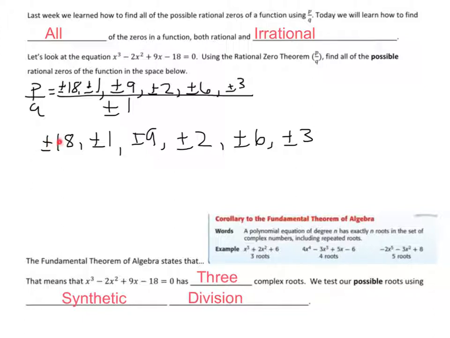So we end up with plus or minus 18, plus or minus 1, plus or minus 9, plus or minus 2, plus or minus 6, and plus or minus 3. Then we can see that based off of the fundamental theorem of algebra, our function that we're looking at is going to have 3 complex roots. And we know that because we can look at the largest exponent, which is 3 in this case. We test our possible roots using synthetic division, and we're going to take a look at that on the next slide.